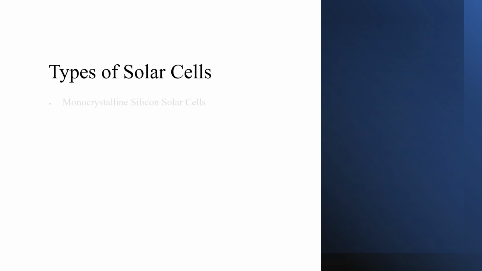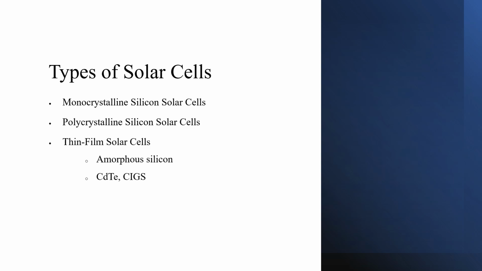Types of solar cells. There are four different kinds of solar cells widely available. They are monocrystalline silicon solar cells, polycrystalline silicon solar cells, thin film solar cells, and finally the organic photovoltaic solar cells.